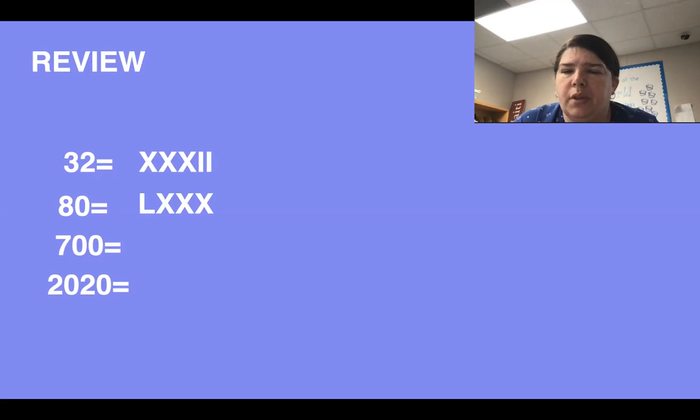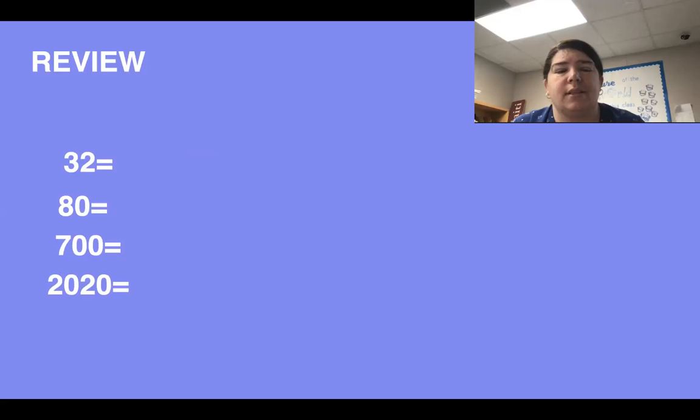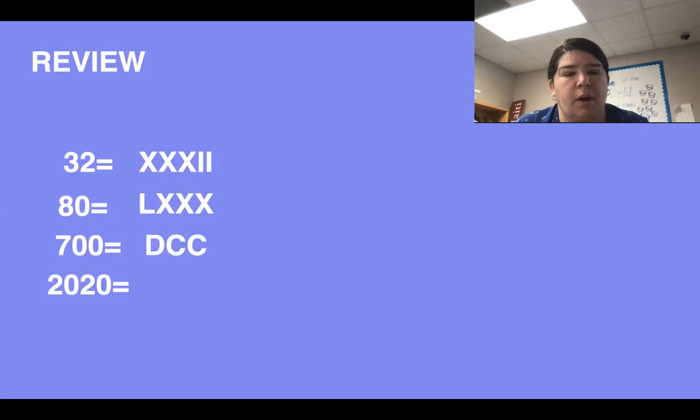Very good. And 700. Do you remember? Remember, you want the biggest one first. So the biggest one would be 500. And then you'd have 2 more hundreds. Do you remember hundreds? Excellent. Oh, I wonder why those went away. Excellent. D equals 500, and then C's equal 100. So 500 plus 200 equals 700.